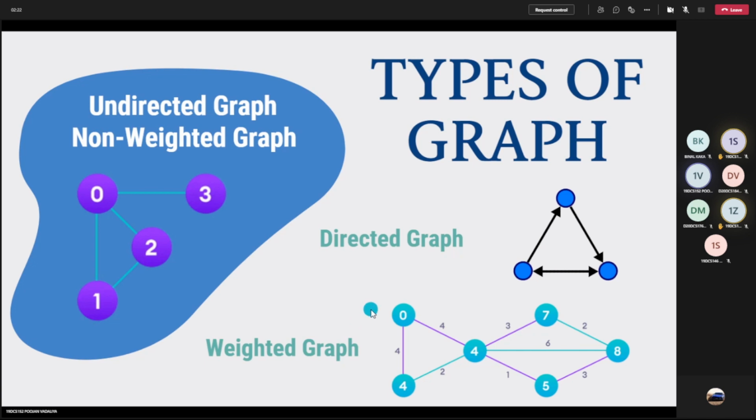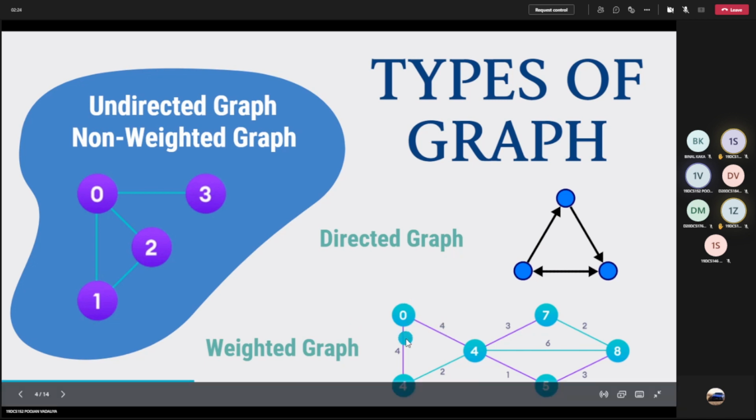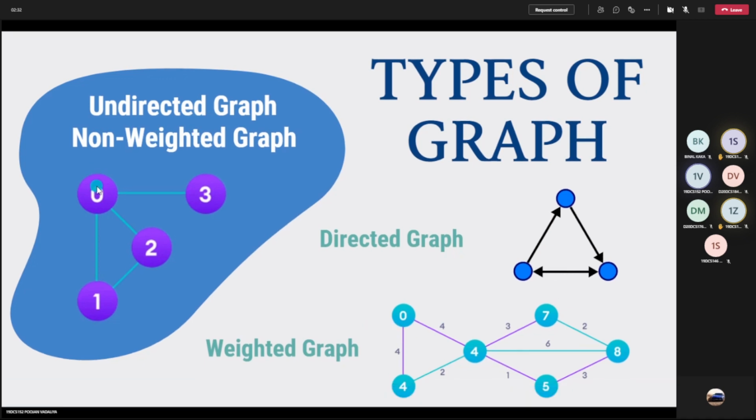In a weighted graph, each path has a weight that we can also consider as the cost on it. And an undirected, non-weighted graph consists of nothing, like no direction. We can go in any direction and it has no weight given in that particular graph. There are many other graphs like red-black graph and white graph and all that stuff.